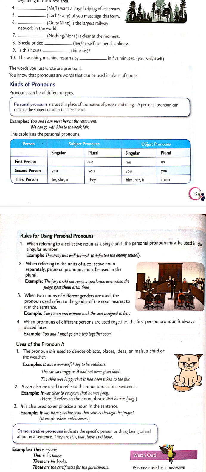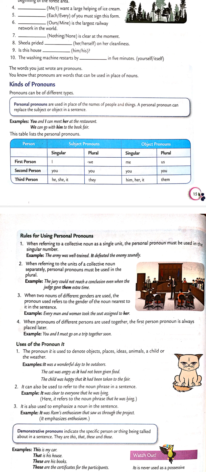Now uses of the pronoun it. The pronoun it is used to denote objects, places, ideas, animals, a child, or the weather.